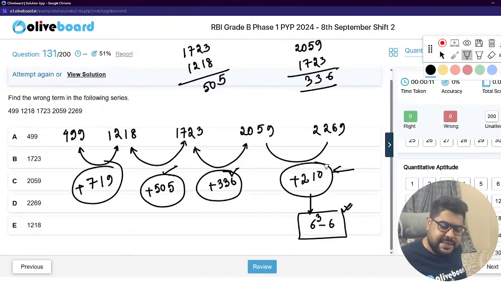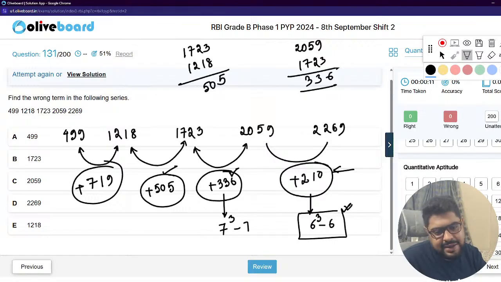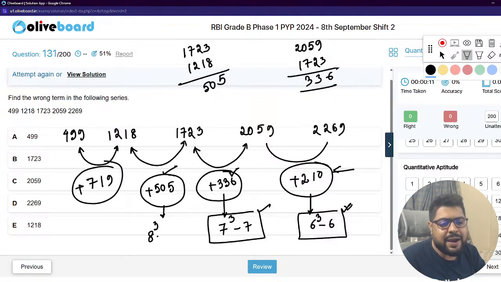Sir, it is increasing. 210, it is increasing. So 336 is around the cube of what, sir? 343 is a cube, 7 cube, sir. 7 cube minus 7, 343 minus 7, you see I'm getting it. And I got our pattern. Pattern mil gaya, sir. 6, 7, then this should be, sir, 8 cube minus 8. That is 504, sir.